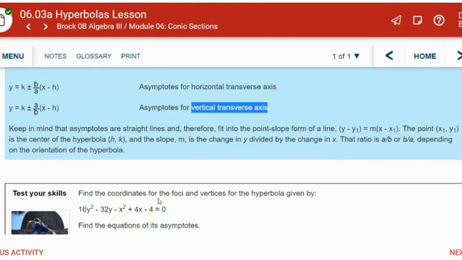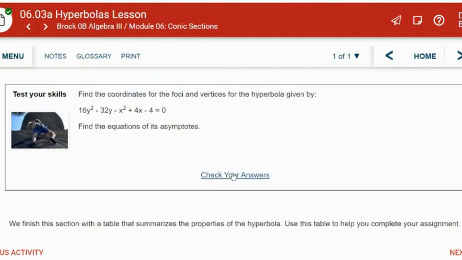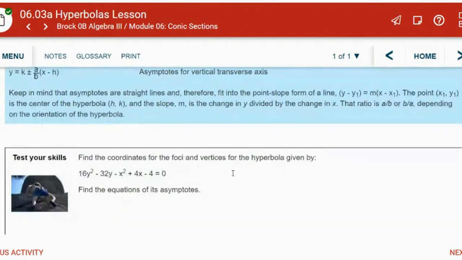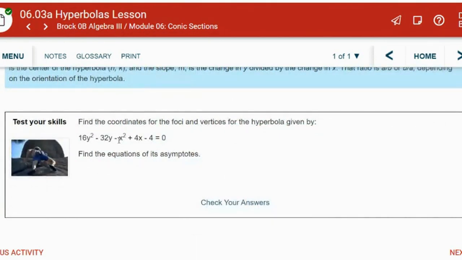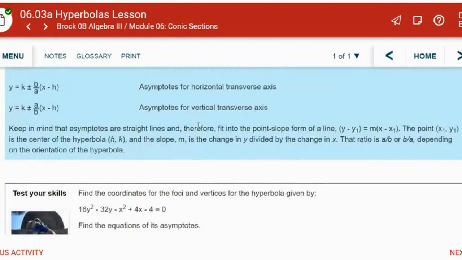So this wants us to find the coordinates for the foci and vertices for the hyperbola given by this. Wow, look at that. Find the equations of its asymptotes. All right, so we've got a lot of things to break down on this. We've got x squared and y and x minus 4. Let's find the equations of its asymptotes, which means to find the equation of the asymptote, we have to know h and k and a and b. h and k and a and b.